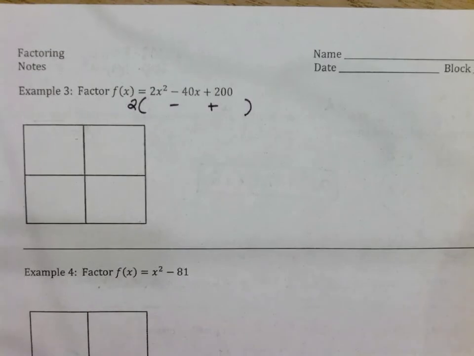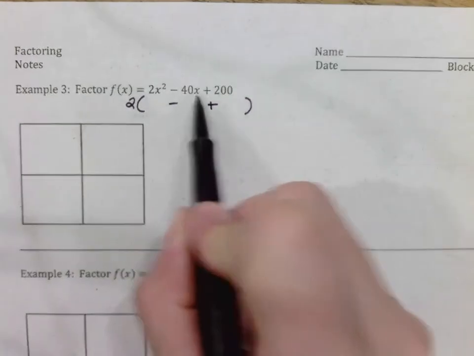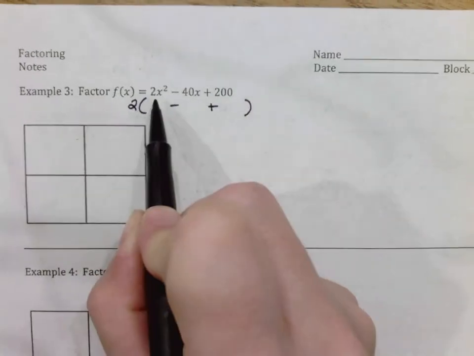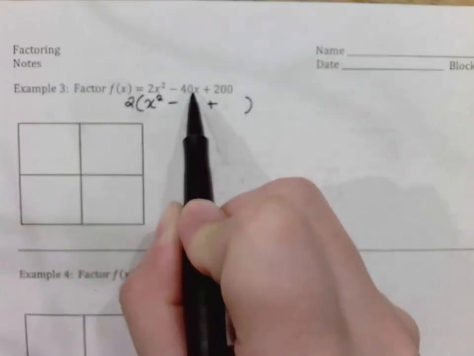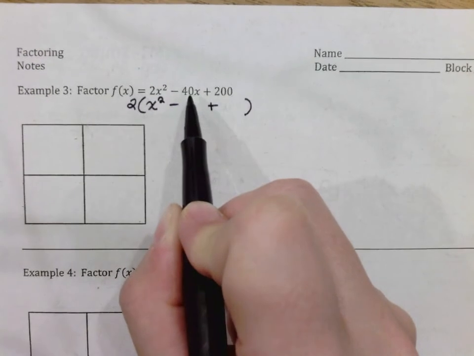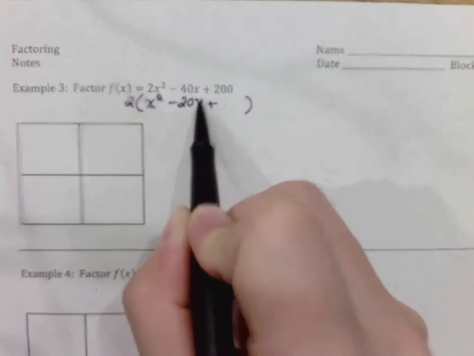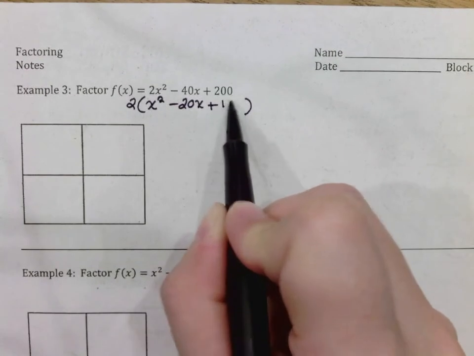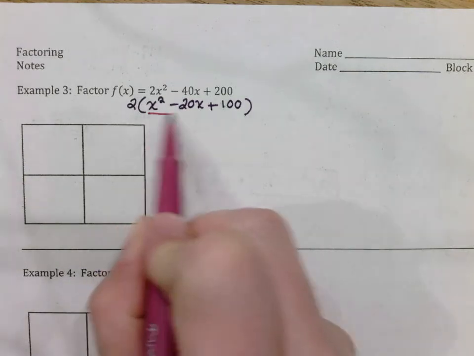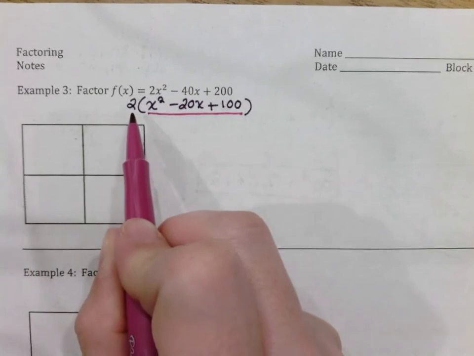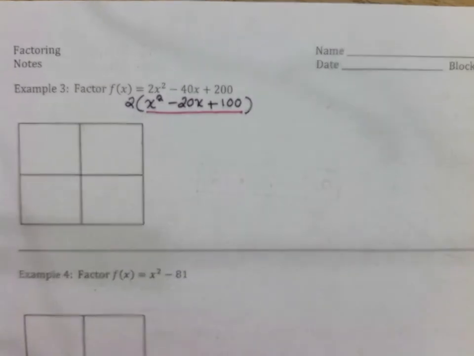So I brought down my signs, and now I have to divide each of these terms by 2. So 2x squared divided by 2, that gets us x squared. 40x divided by 2, that gets us 20x. And then 200 divided by 2 gets us 100. So if we don't take this step and pull out the GCF, the factoring won't work with the box method. So make sure we always do that step. So now we're just factoring the stuff that's inside the parentheses. We're going to let that 2 hang out until the very end, and then we'll go ahead and reattach it.